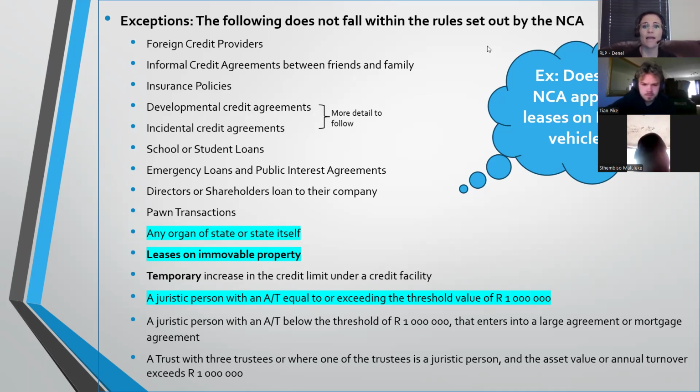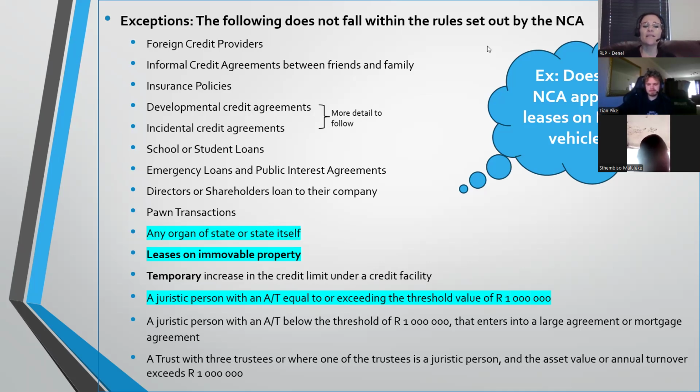The three that I highlighted, those are the exceptions that they usually refer to most during the exam. So any organ of state or the state itself, leases on immovable property. So now they're clever. Tomorrow in the exam, they say, will the National Credit Act apply to leases on motor vehicles? A motor vehicle is a movable item. You can actually move your motor vehicle, right? So yes, it will apply, but leases on immovable property will not apply. Okay, the NCA will not apply to it.